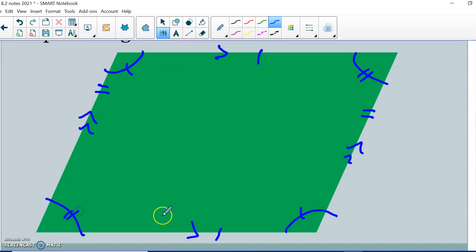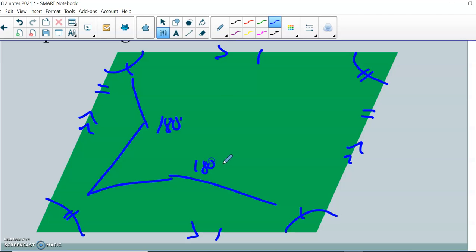And we said that opposite sides are parallel. If opposite sides are parallel, we know we have a pair of CIA angles, consecutive interior angles, so we would know consecutive angles are supplementary. They would always add up to 180.